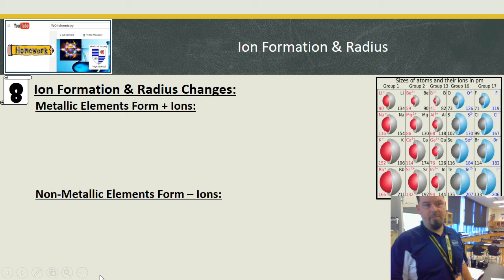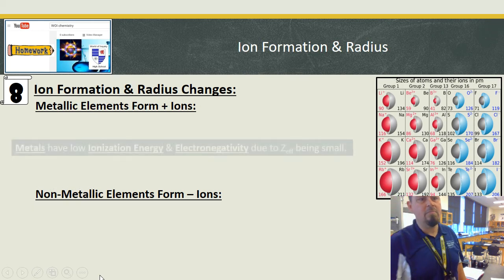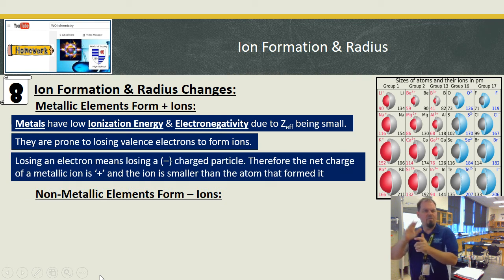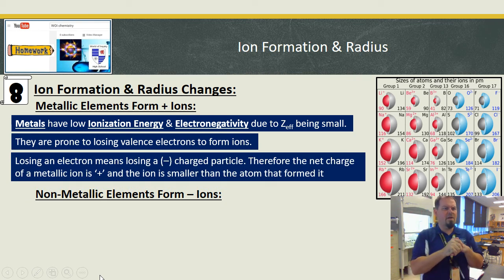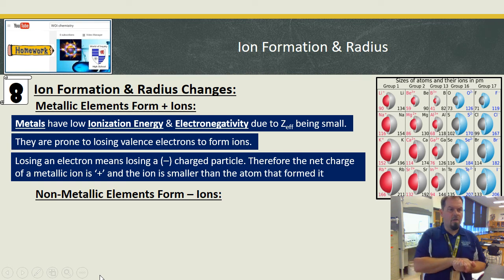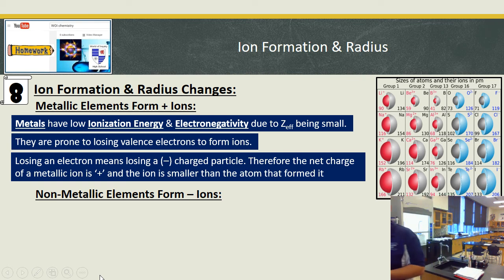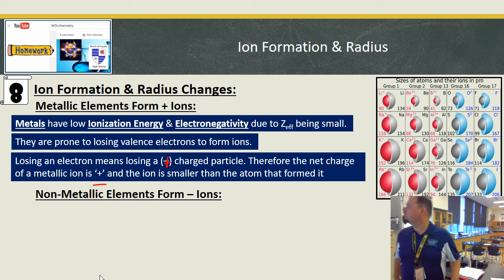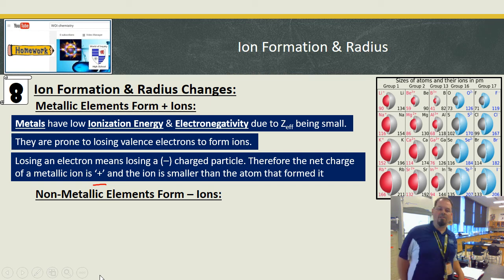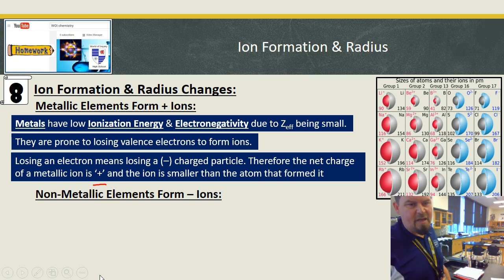We are so close to being done. Let's hurry up and get done with this video. Metal atoms have low ionization energy and electronegativity due to the Z effect. We're not really going to worry about that word ever again. They're prone to losing valence electrons on their own. So losing electrons means they'll have a negative charge particle. That is wrong. They will have a positive charge particle. Put a positive there. Wait, that's not right. Losing a negative charge particle means they will be positive. I see now. It's been a long day.